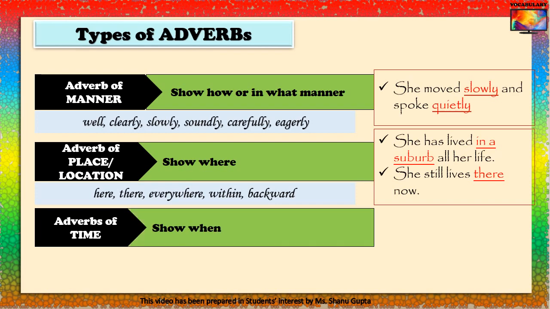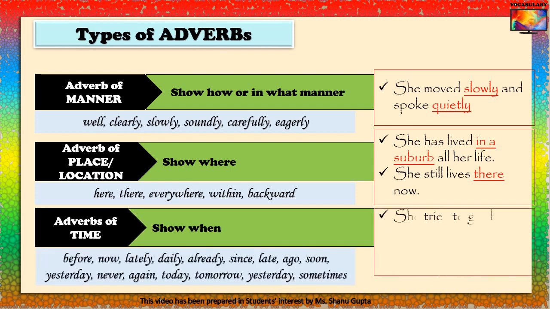Adverbs of time show when an action is performed. She tries to get back before dark. The action to get back is performed when? Before dark. Before is an adverb of time. It is starting to get dark now. Starting when? The answer is starting now. So now is an adverb of time.